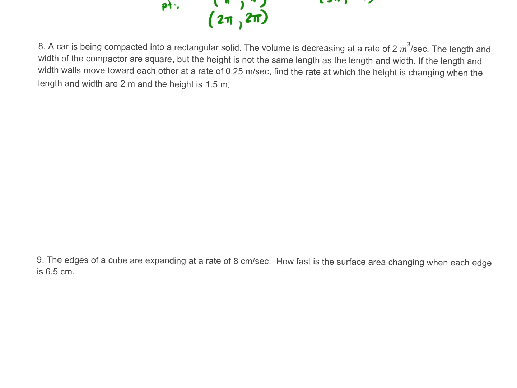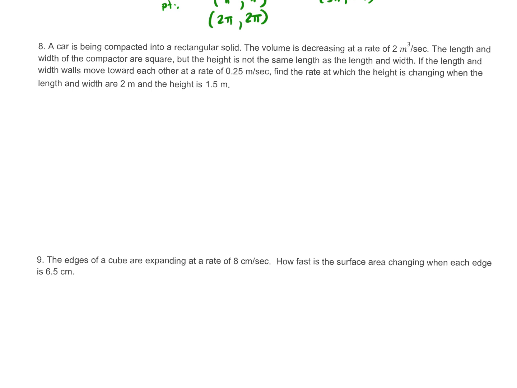The length and width of the compactor are square, but the height is not the same length as the width and the length. The length and the width of the walls are moving toward each other at a rate of 0.25 meters per second. Find the rate at which the height is changing when the wall lengths and width are 2 meters and the height is 1.5.